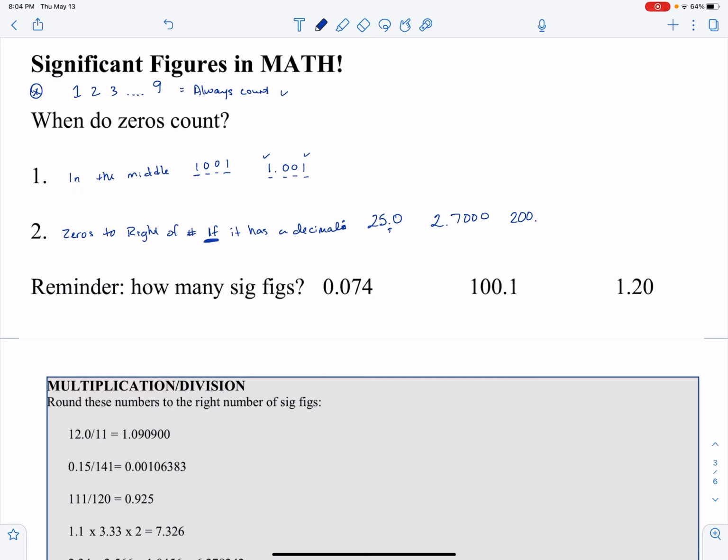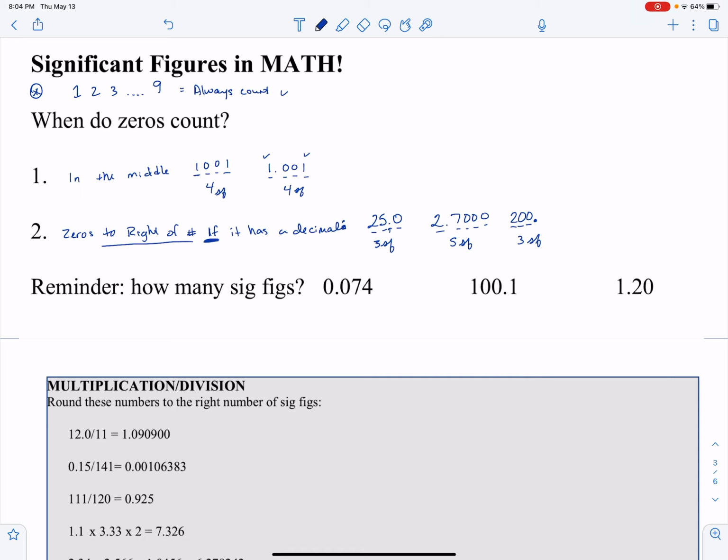In all those cases, of course, these numbers already counted because they were not zeros. And over here on the right, because it is a 0 to the right of a number, that 0 is to the right of the 5, so it counts. These zeros count because there's a decimal and they're to the right of a number. So if I go back and count how many sig figs these two zero rules had, this one has 4 and this one has 4 sig figs. This one has 3 sig figs, this one has 5 sig figs, and this one has 3 sig figs.